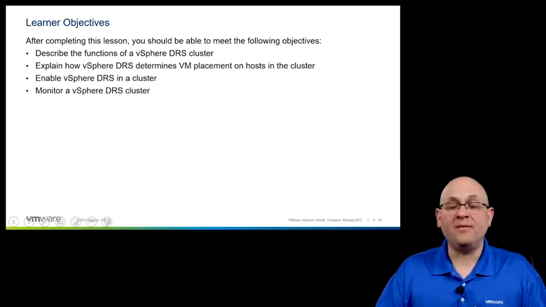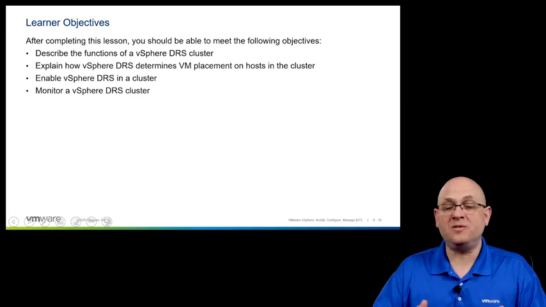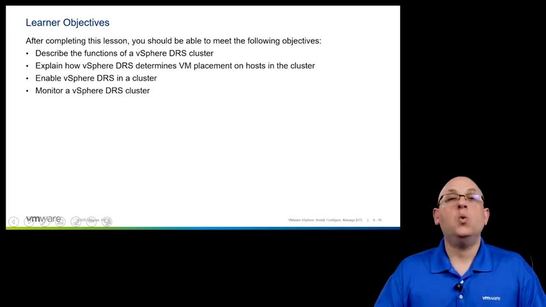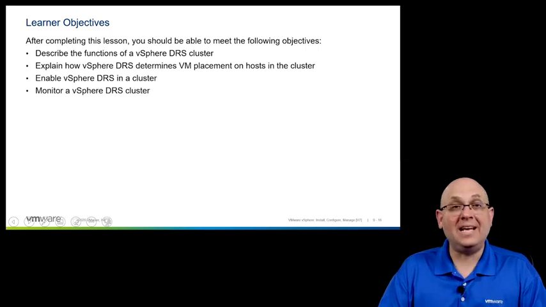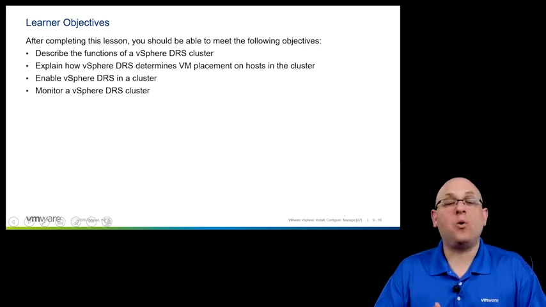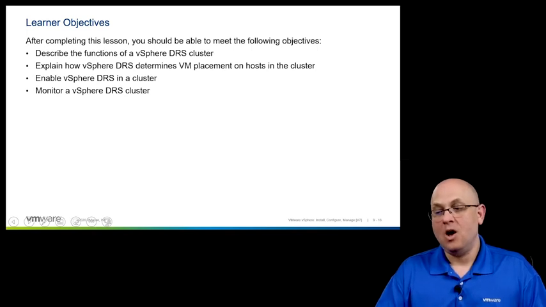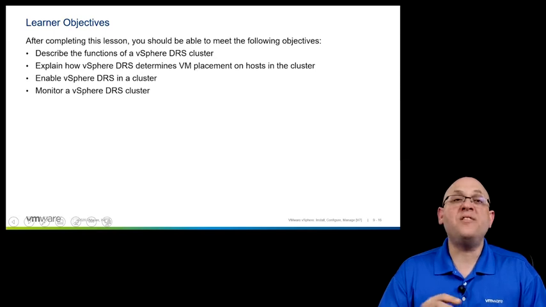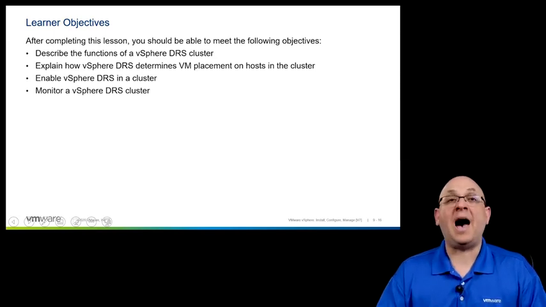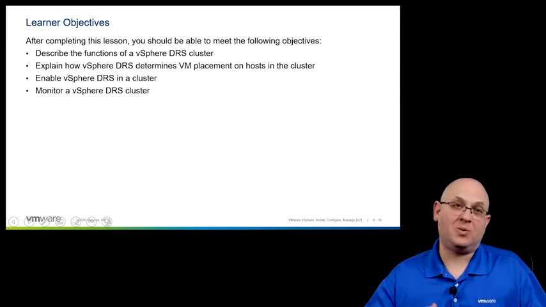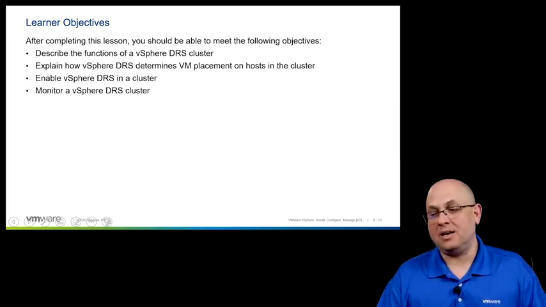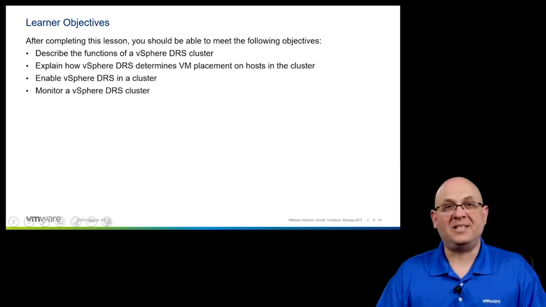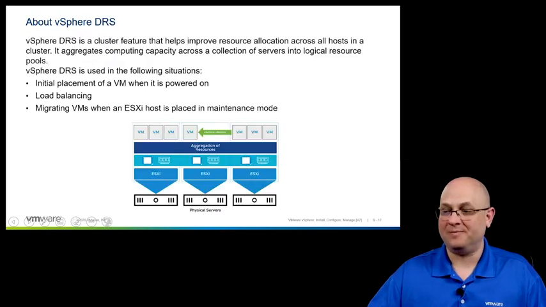So as a part of this lesson, we're going to look at the features and functions of a DRS cluster. We'll look at how DRS determines how and where to place virtual machines as you power them on a cluster. Okay, we'll then look at how DRS might choose to move a virtual machine from host to host after it's been powered on. And then we'll look at actually how we push buttons and twist knobs. We'll enable DRS in a cluster, and then we'll monitor a vSphere DRS cluster from there.